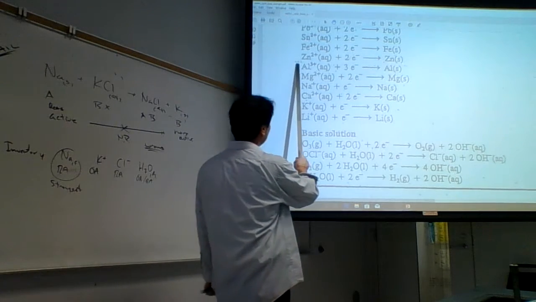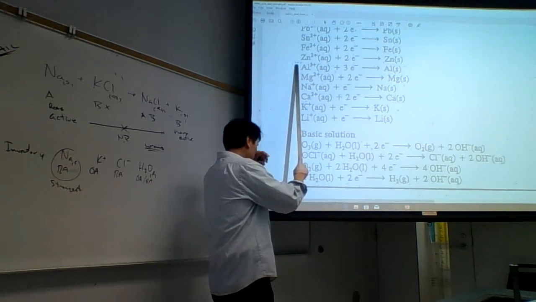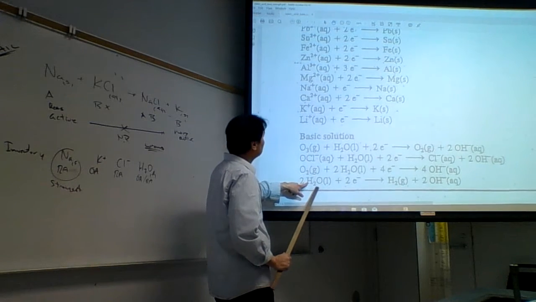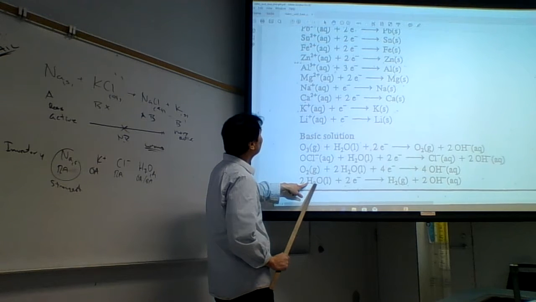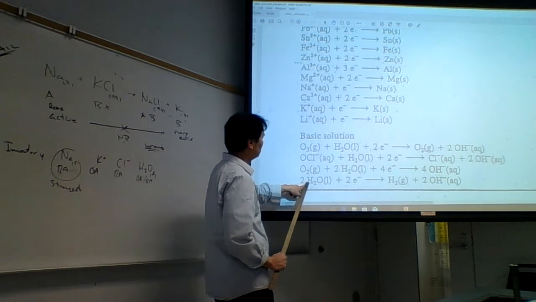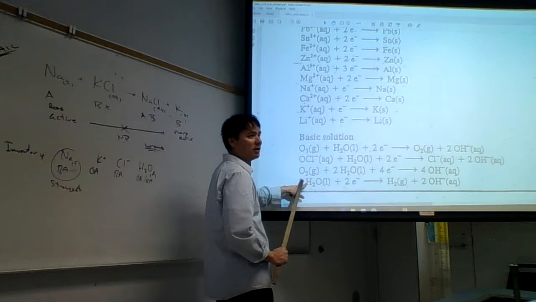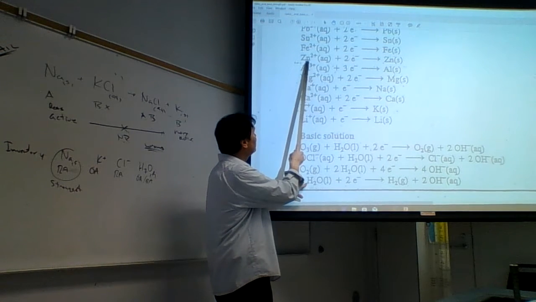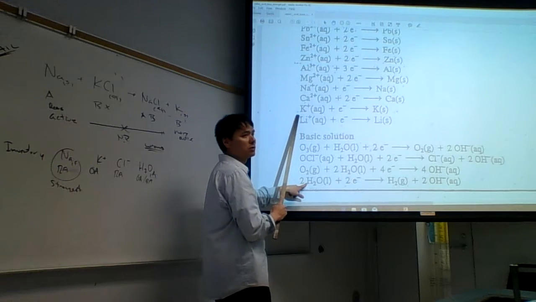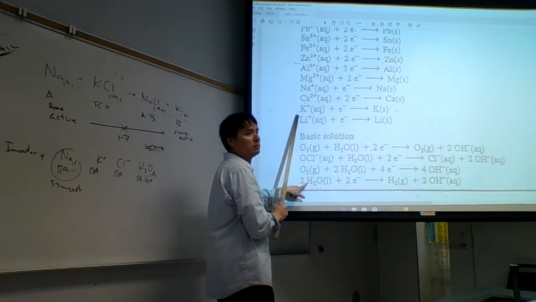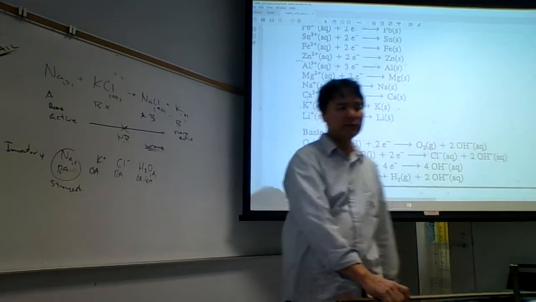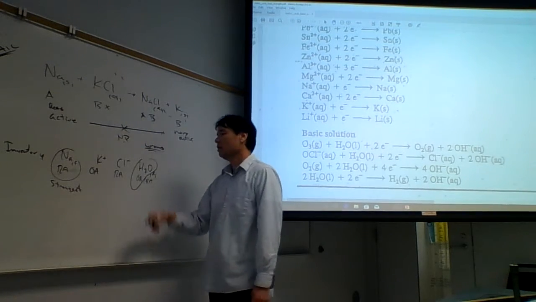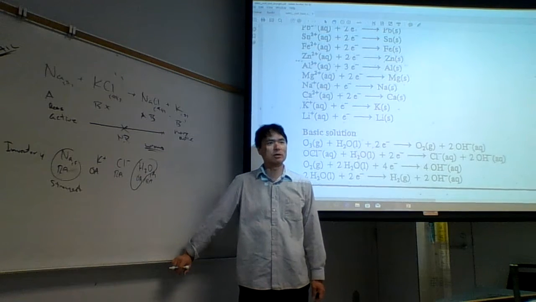I should have made this more prominent, but I didn't want to make it too obvious. But it's your job to make it obvious, right? And so H2O belongs here, which means H2O is the stronger oxidizer than potassium ion. Did single replacement even consider H2O? No. Single replacement didn't even consider H2O.